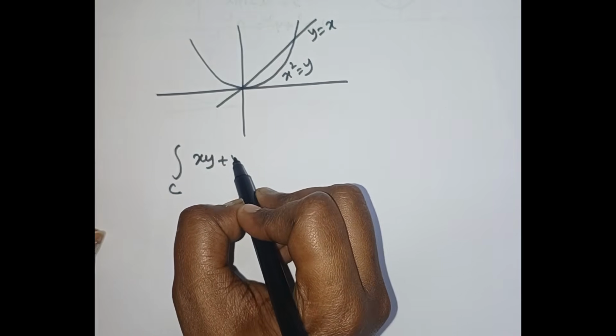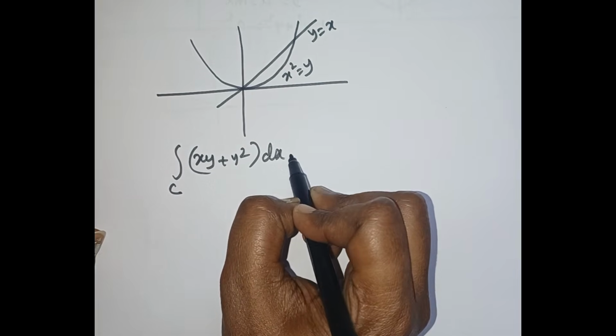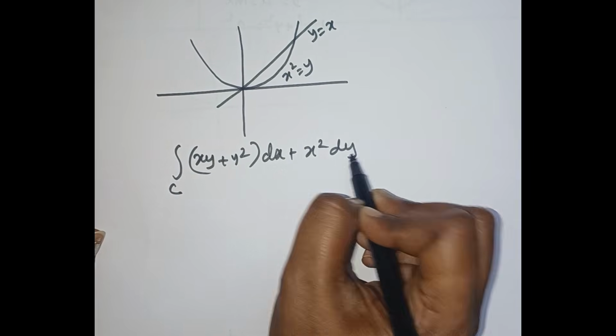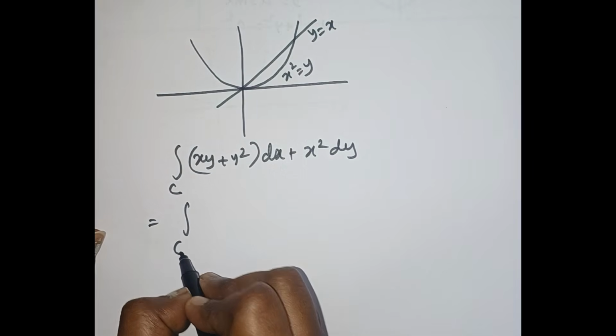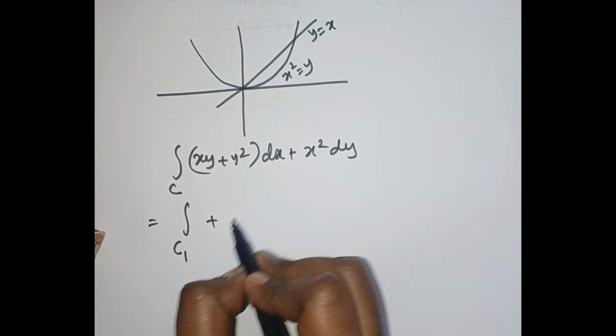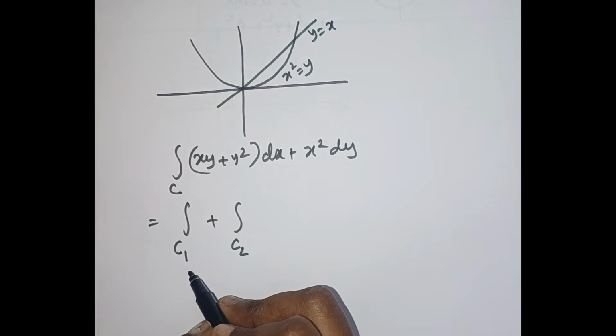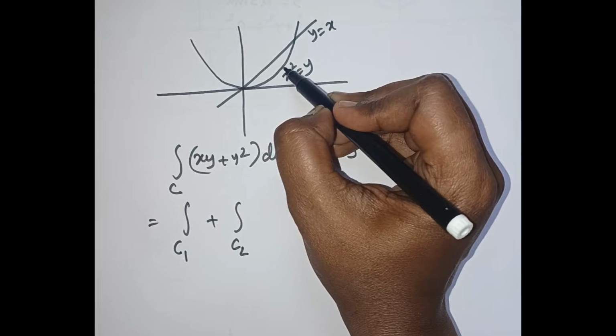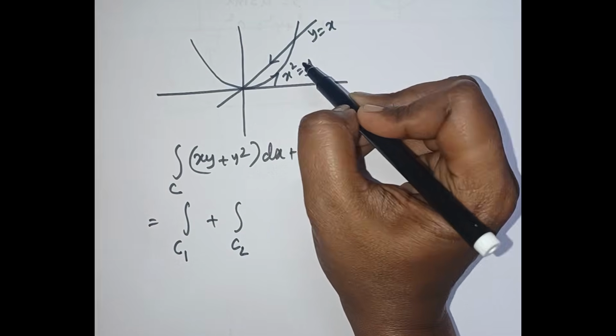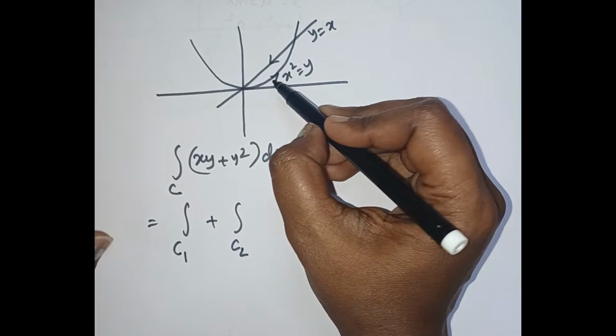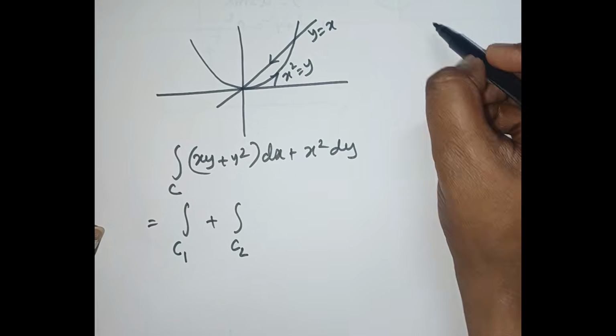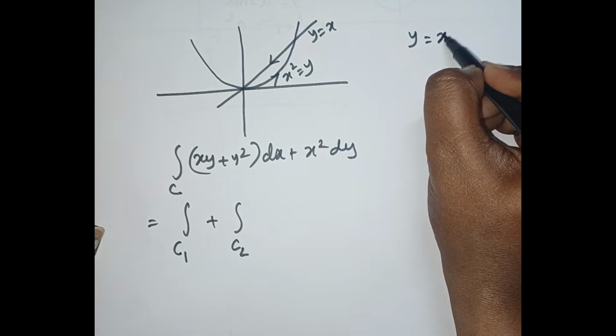So when we have to calculate the line integration, if you know how to solve the line integration, then this is very easy for you. Or if you don't know, then you can check the previous lecture video. So we now can divide this C into two parts. First one is C1 and second one is C2.